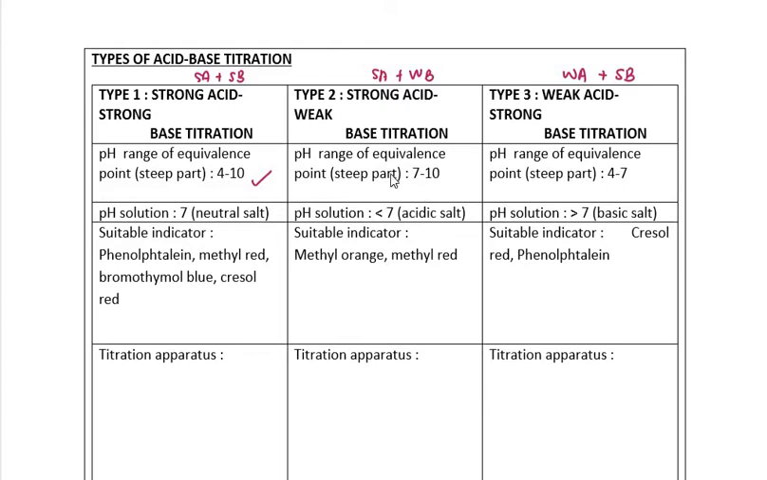The second type is strong acid and weak base. The pH range of the equivalent point is 7 to 10. Memorize this value. The pH of the salt produced will be less than 7. Suitable indicators are methyl orange or methyl red. While for type number 3, the pH range where the equivalent point occurs is 4 to 7. The pH of the salt should be greater than 7, and suitable indicators are cresol red or phenolphthalein. Okay.